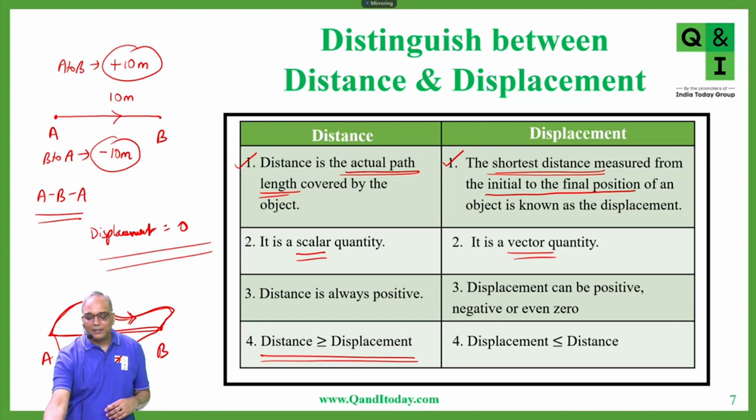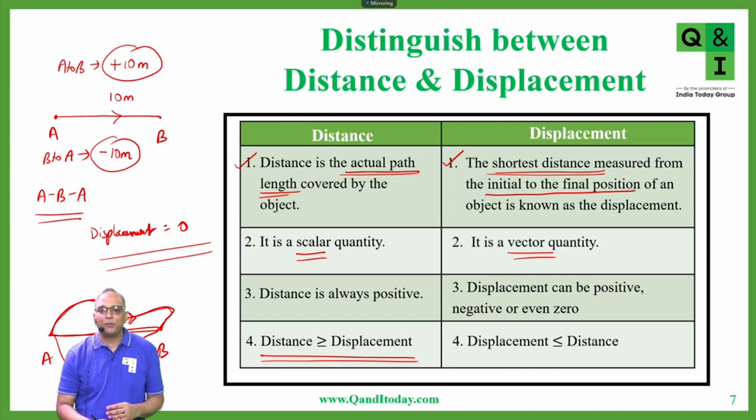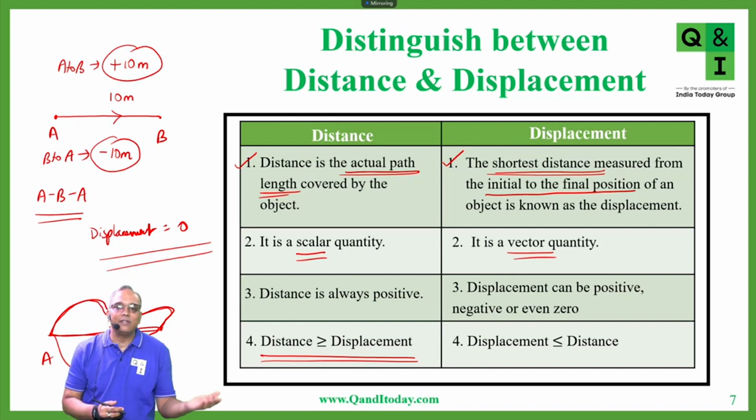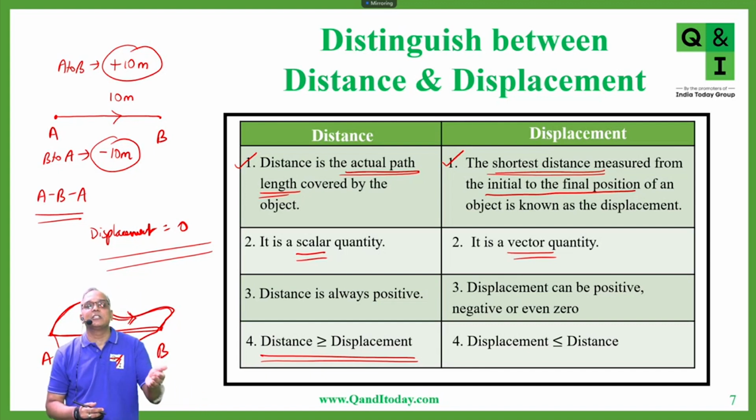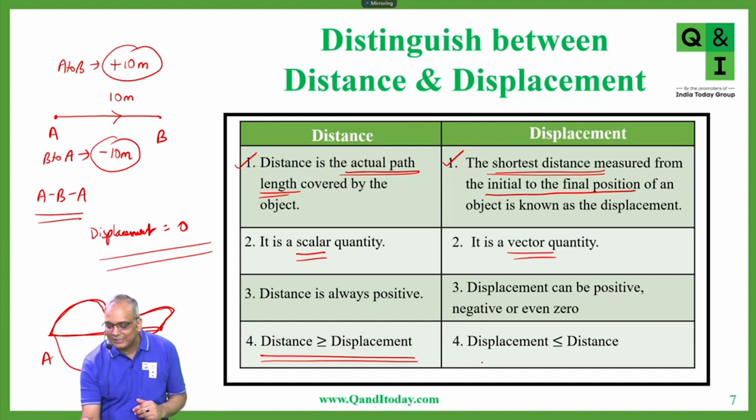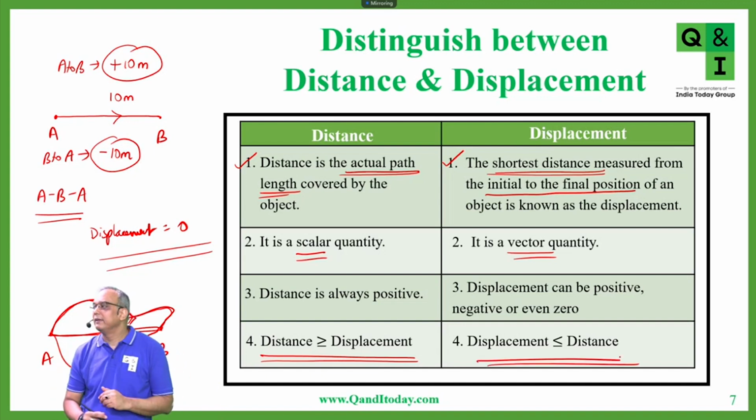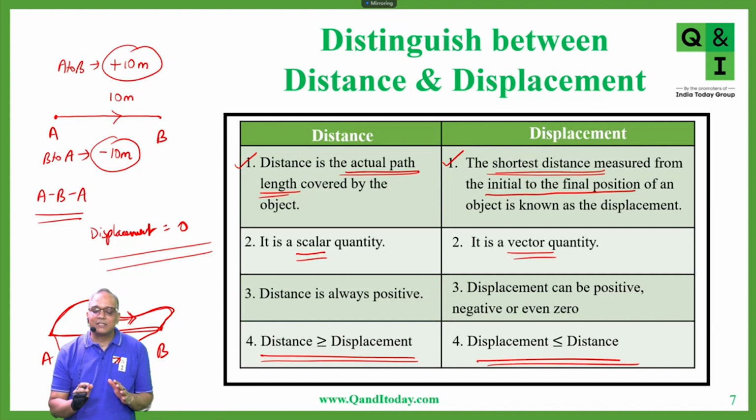And displacement, on the other hand, will always be less than or equal to distance. This is the same thing, only it has been written in the opposite way. So since distance is always greater than or equal to displacement, displacement will always be less than or equal to distance. Is it clear, students? All the four differences between distance and displacement, is it clear?